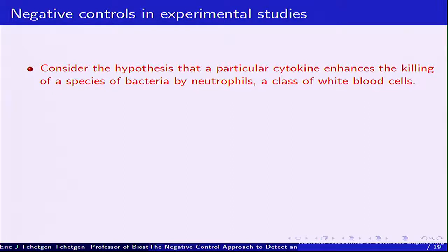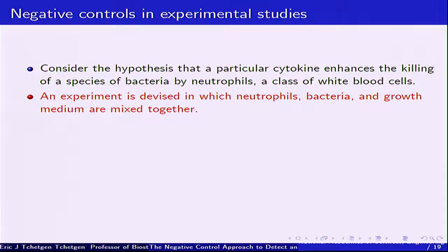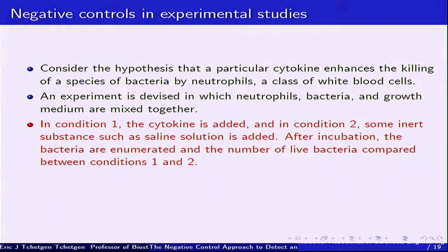Consider an example where we're interested in the hypothesis that a particular cytokine enhances the killing of a species of bacteria by neutrophils, a class of white blood cells. An experiment is devised in which neutrophils, bacteria, and growth medium are mixed together. In condition 1, the cytokine is added, and in condition 2, some inert substance such as saline solution is added. After incubation, the bacteria are enumerated, and the number of live bacteria is compared between the two conditions.